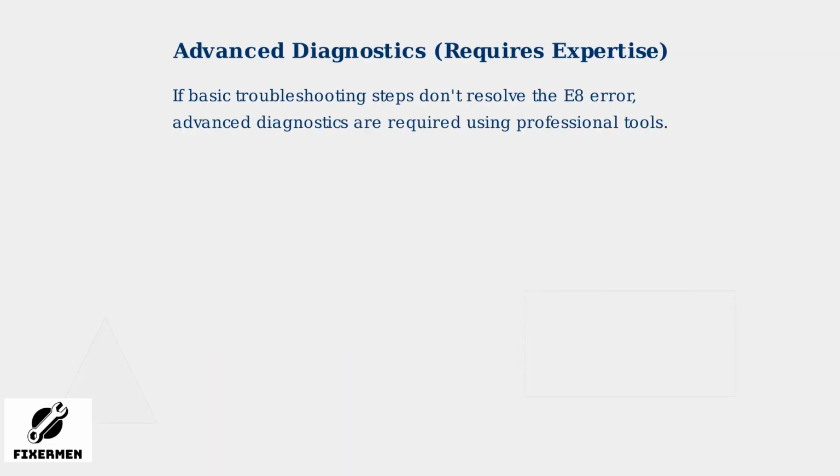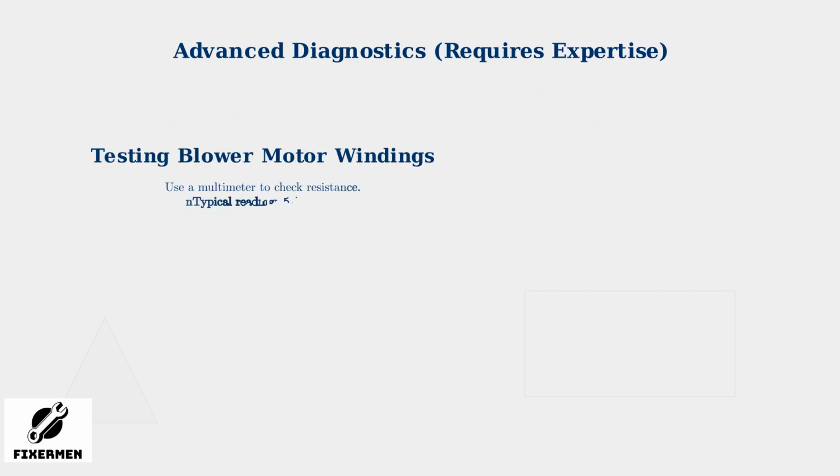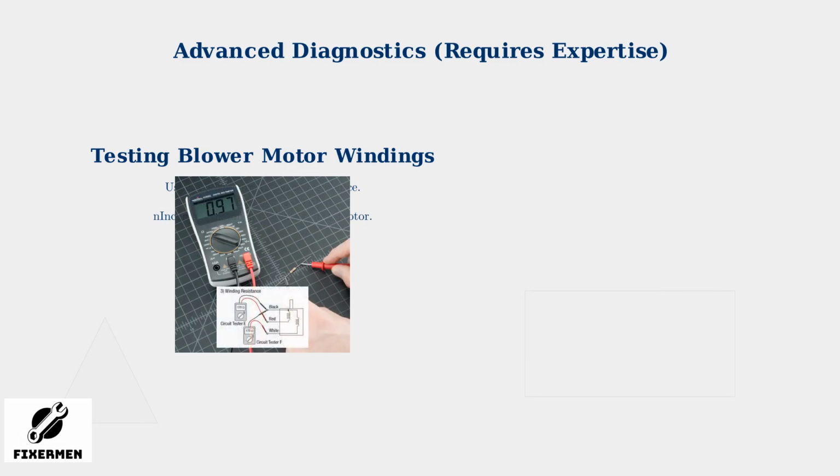If the basic troubleshooting steps don't resolve the E8 error code, more advanced diagnostics are needed that require professional tools and expertise. First, use a multimeter to test the blower motor windings. The resistance should typically be between 5 and 10 ohms. Incorrect readings indicate a faulty motor component that needs replacement.